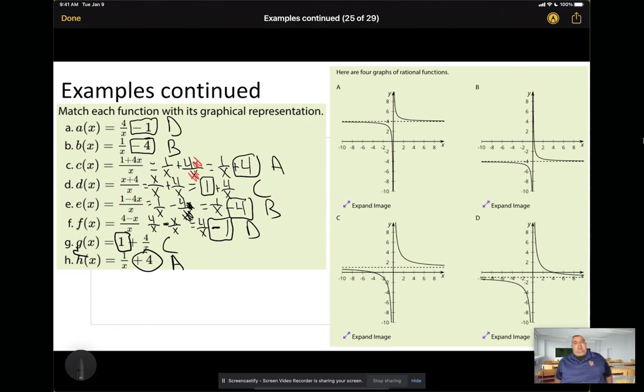Okay. So to sum up in this lesson, we learned how vertical asymptotes work. Then we learned about how horizontal asymptotes work. And that is it for this lesson.